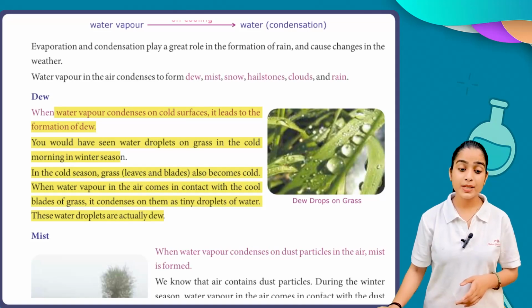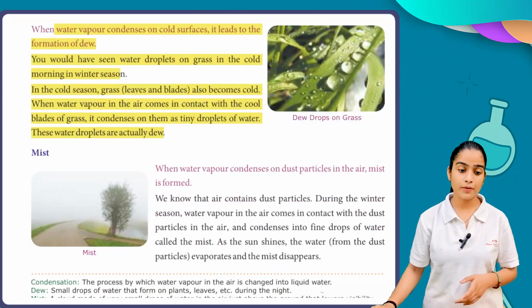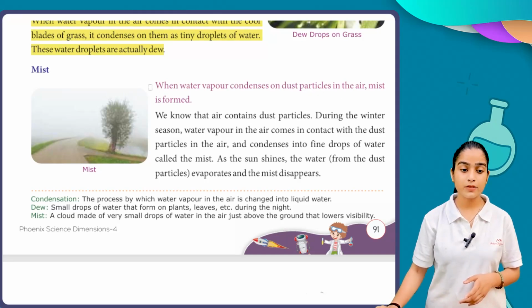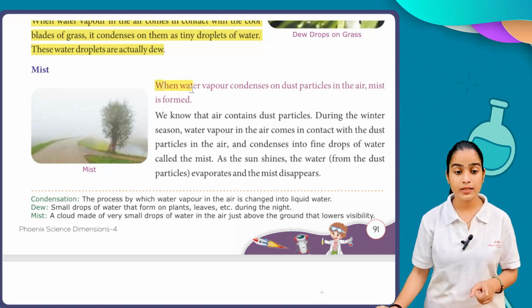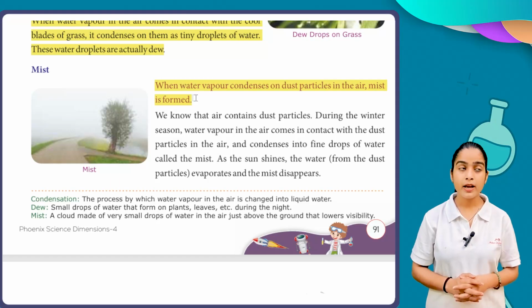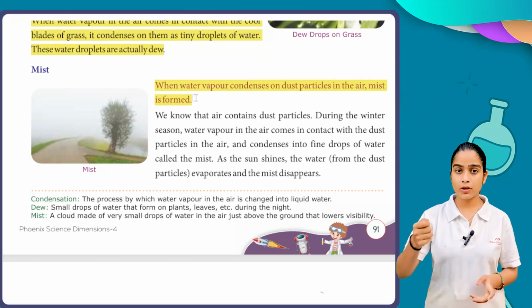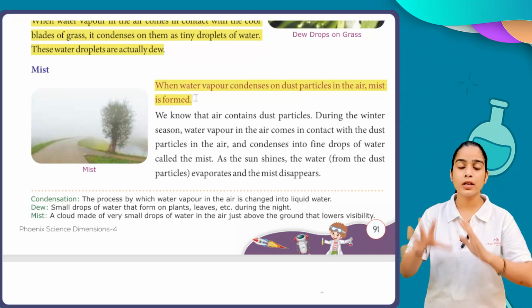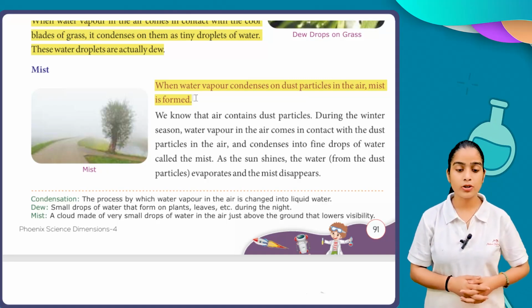Next we have mist. Mist means kora. When water particles condense on dust particles in the air, mist is formed. We know that air contains dust particles, right? If you want to see this, you can take your torch, and if you switch it on, you see the particles which are moving in the air. Okay, so those are your dust particles.